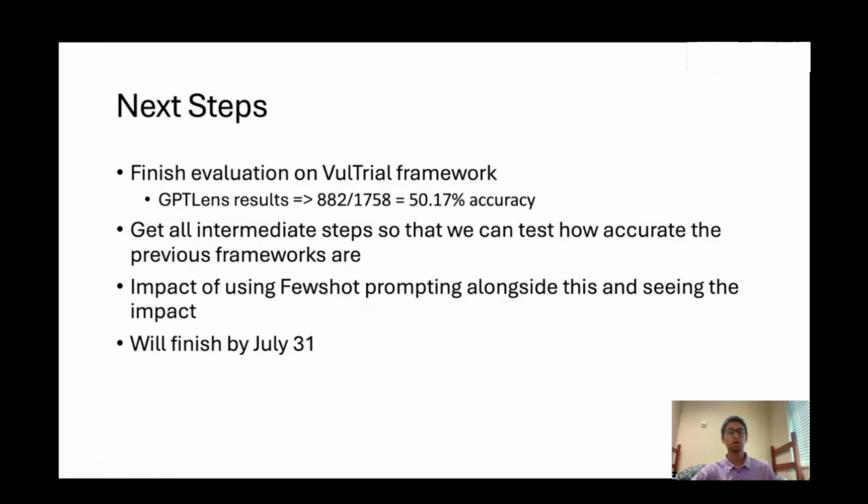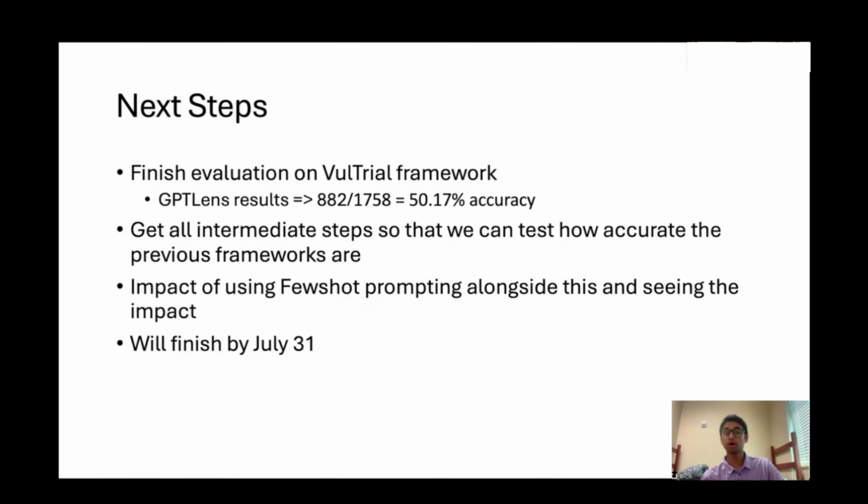The next step is we want to finish evaluating Voltrial on the big framework, and we already finished evaluating GPT-Lens on the 1758 JITWO dataset. GPT-Lens got 50.17% accuracy. The next steps would be to evaluate this on the Voltrial framework, then evaluate it on our framework, and then compare and see which one is the most accurate.